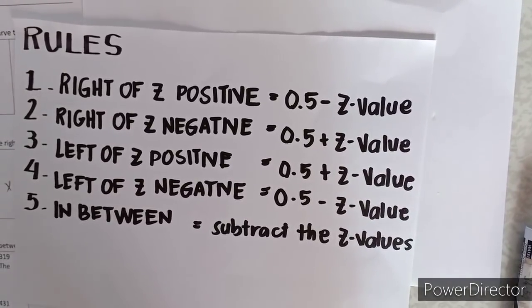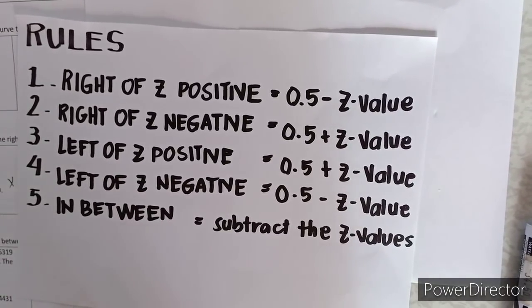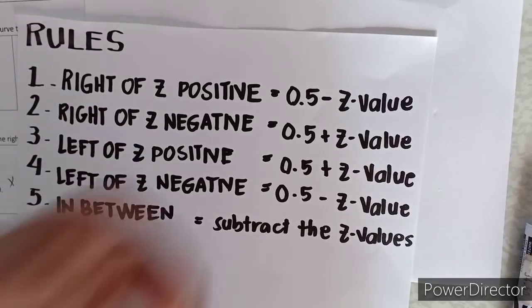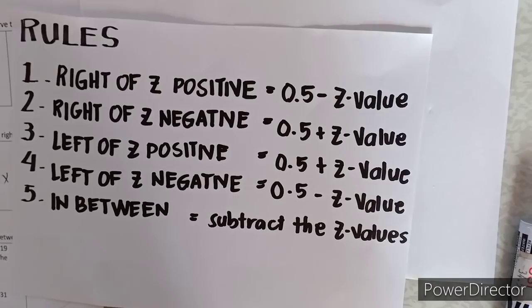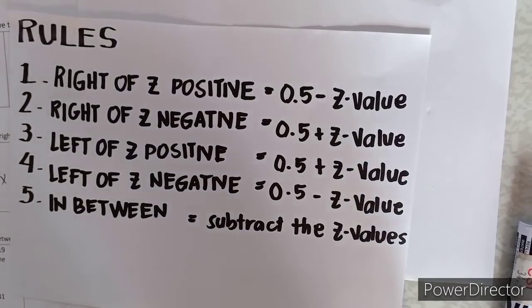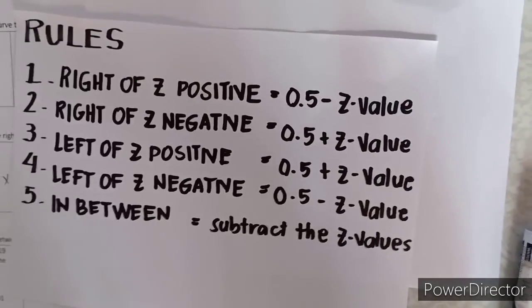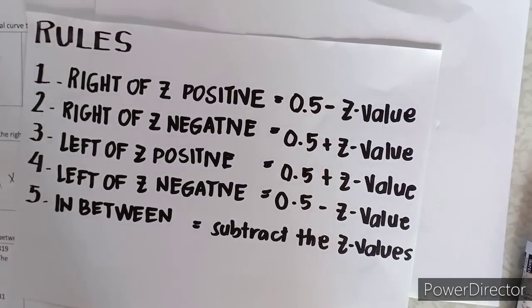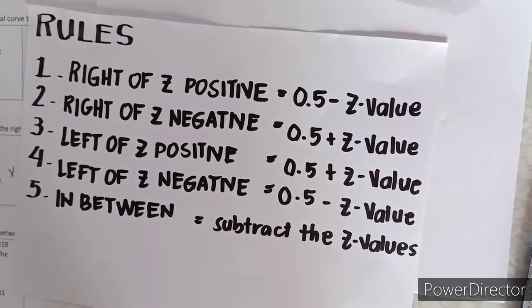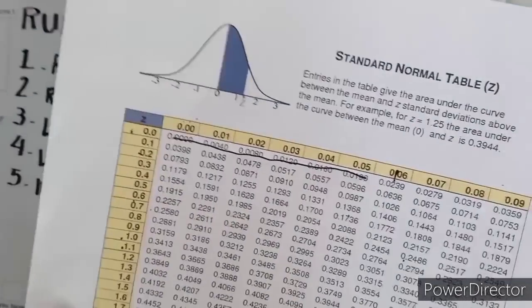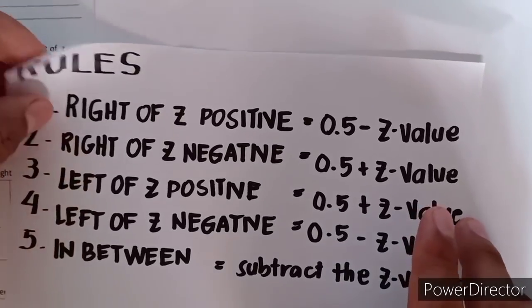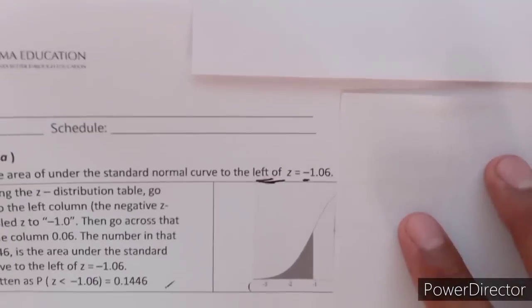And condition number 4, left of Z negative is equal to 0.5 minus Z value. Kapag in between naman po, just subtract the Z values. At para po mas malinaw yung maintindihan, let's have our examples. Again, mapa-positive or mapa-negative ang given, ito lamang po ang ating Z-score table na gagamitin. Will you please read the first example at papatunayan natin na tama ang ating rules, Ma'am Tintin?